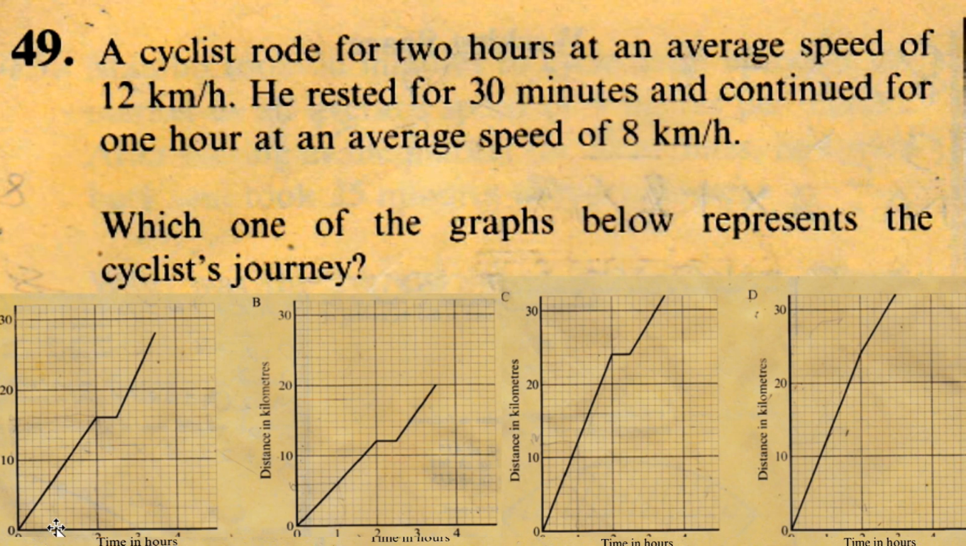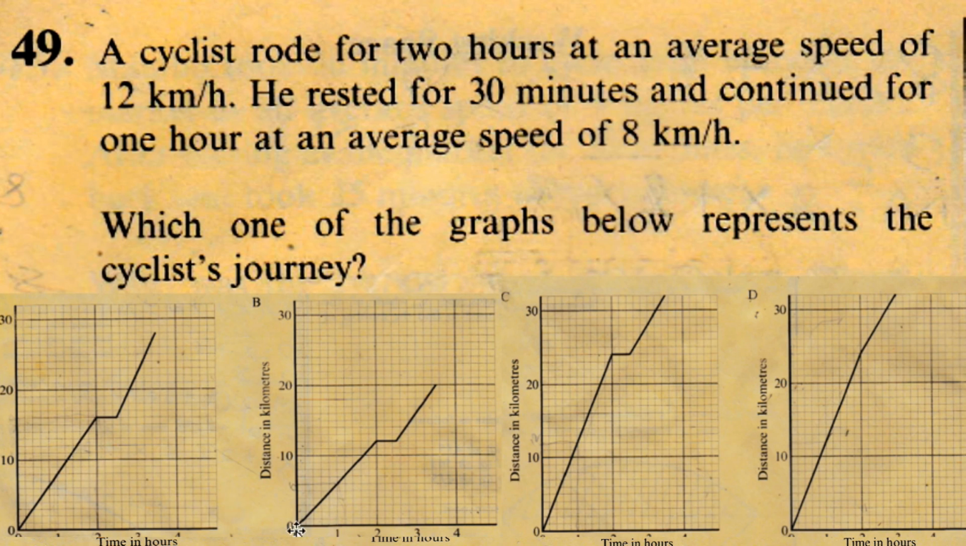When we move up, it should take us to 12 kilometers. And this one takes us to 8 kilometers. So the first hour he covered 8 kilometers. This was a speed of 8 kilometers per hour. So this is wrong.